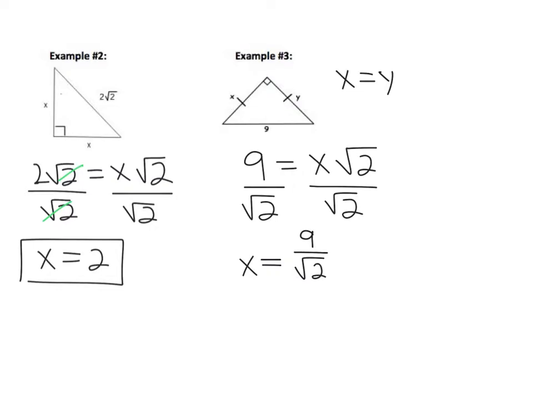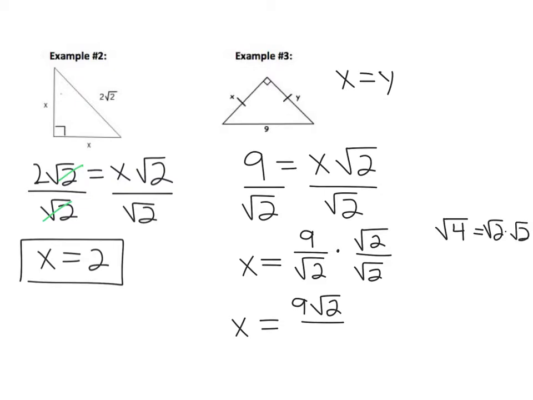But we don't like to divide by square roots, so we do something that's called rationalizing the denominator. So we're going to multiply the top and the bottom by the square root of 2 so that we don't have to divide by a square root. So our numerator becomes 9 times the square root of 2, and our denominator, when we do square root 2 times square root 2, we get the square root of 4, and the square root of 4 is 2, so we get 9 square root of 2 over 2. And 9 over 2 doesn't simplify, so we're going to leave this as our final answer.